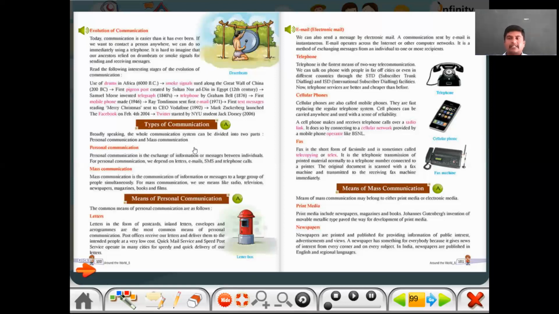For example, your SSLC marks card, your original marks card or original documents, will be scanned with a fax machine and transmitted to the receiving fax machine immediately. Fax, cellular phones, telephones, emails and letters are called the quickest modes of communication. Here is a beautiful animation. Let us watch now.